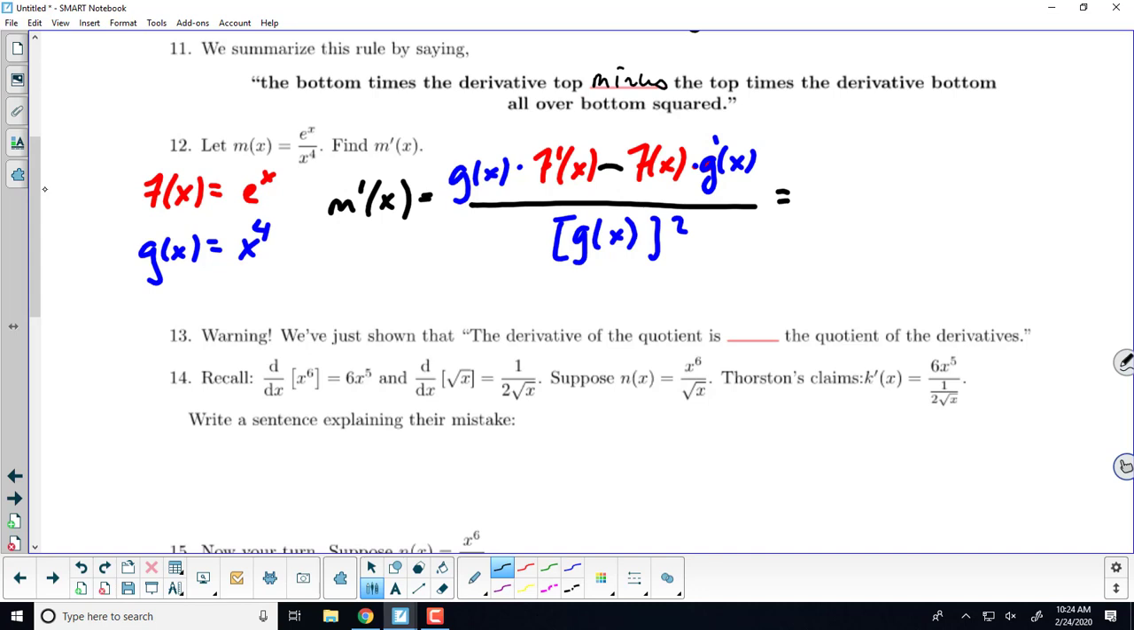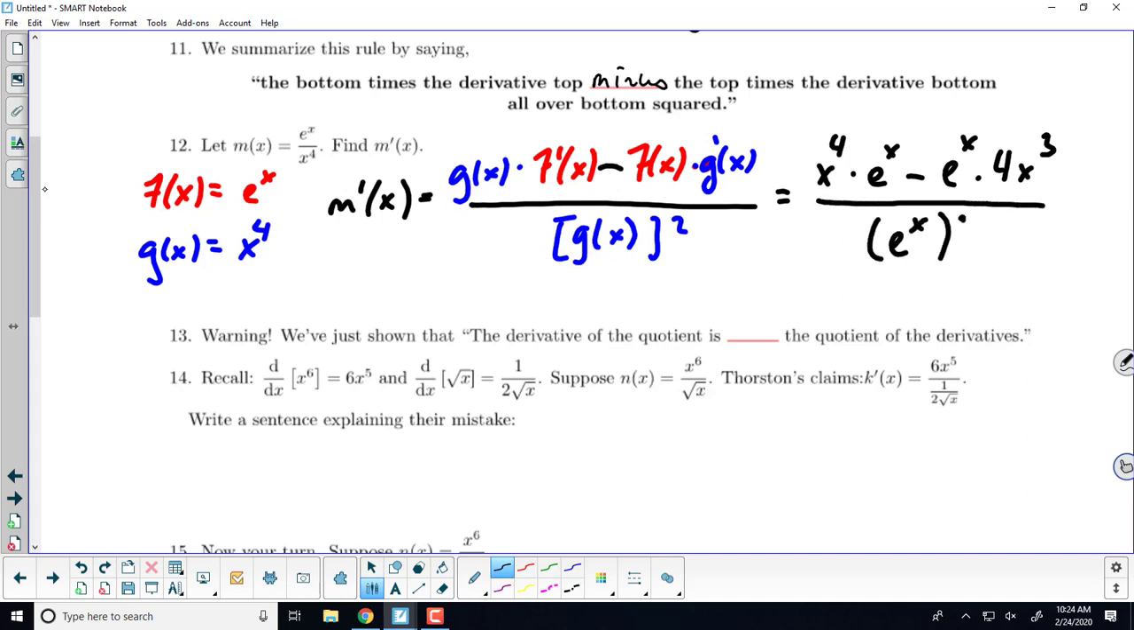All right. So let's go ahead and start plugging in what we know. Here's the bottom function, which is x to the fourth, times the derivative of e to the x. What's the derivative of e to the x, folks? E to the x. Minus, right? Minus what? E to the x. Yeah, minus the e to the x, the top function, times the derivative of the bottom function. What's the derivative of that bottom function? 4x to the power of 3, 4x cubed by the power rule. All over e to the x squared.